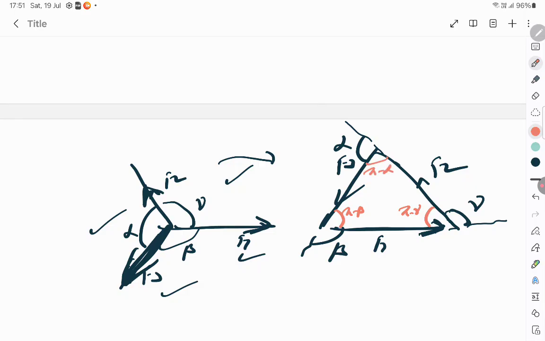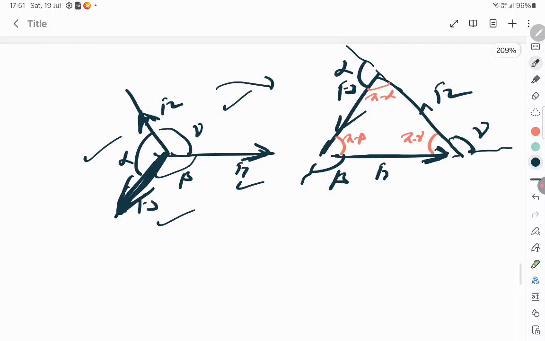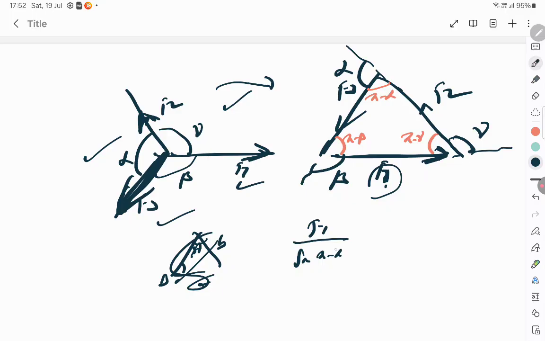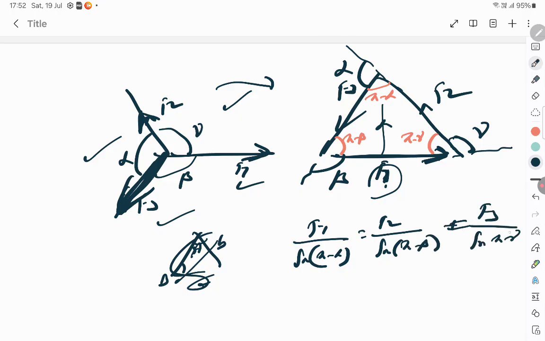So now we can use the law of sine. Law of sine is the opposite side by the sine of the opposite angle, it's A by sine A, big angle here, and B by sine B and all that, you learned it. So then what is the opposite side? The force F1 by sine of pi minus alpha, which is the opposite side of F1, will be equal to F2 by sine of pi minus beta, which is equal to F3 by sine of pi minus gamma.